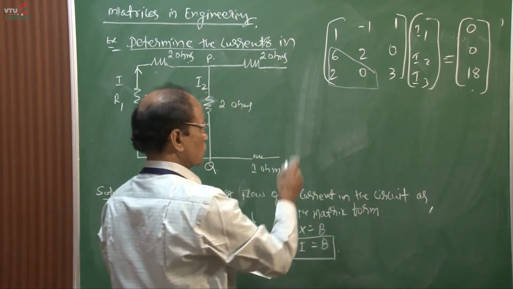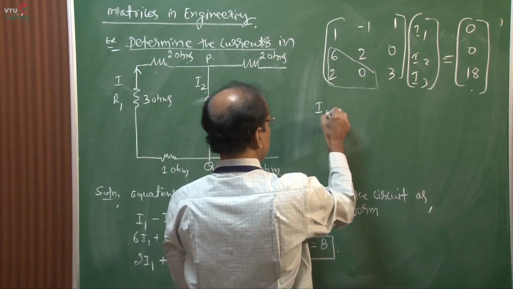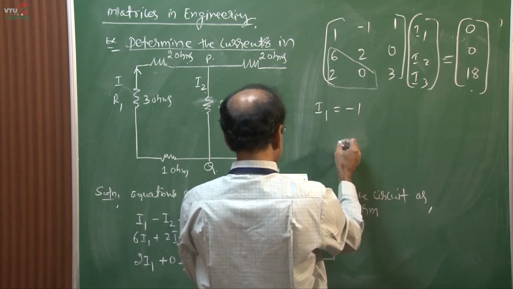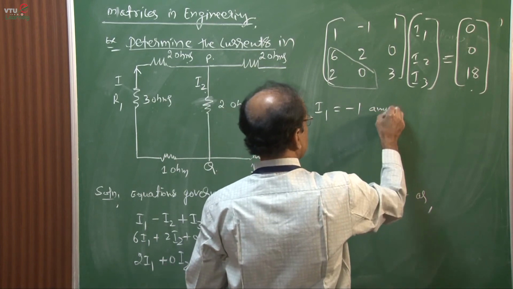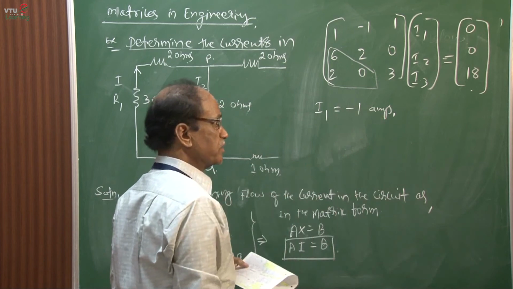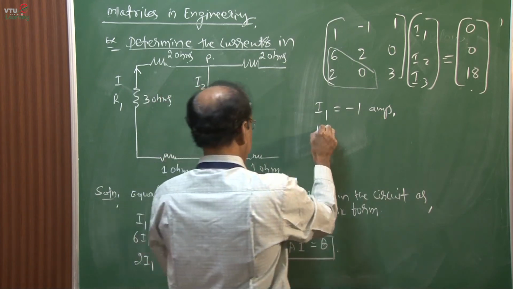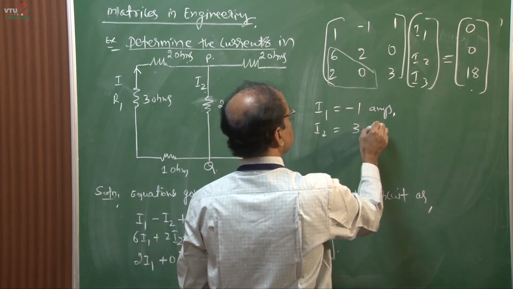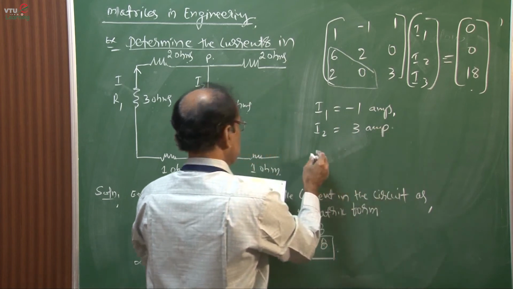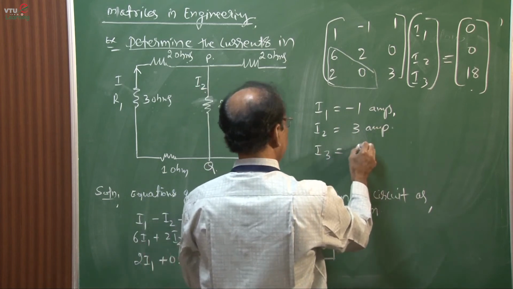Too many problems I solved on this. You are getting I1 is minus 1 amperes. Current is measured in terms of amperes, and I2 will be 3 amperes. Then I3 is equal to 4 amperes.